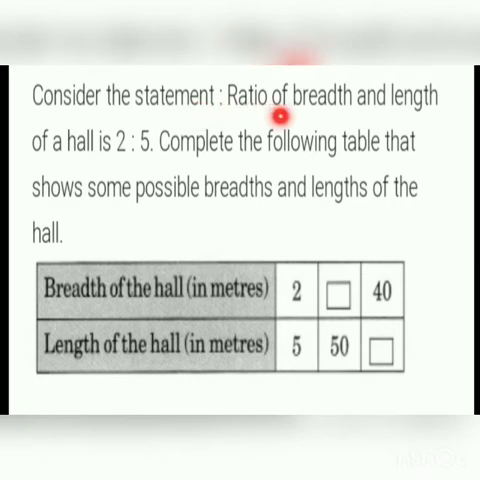Consider the statement, ratio of breadth and length of hull is 2:5. Complete the following table that shows some possible breadth and length of the hull. That means the breadth and length of a hull is given as a ratio 2:5 and some lengths are given here. Here the breadth is not given but length is given as 50. Here breadth is given, length is not given. We have to find out what is missing. When you see this, you can connect this fact with the equivalent fraction what you have studied, isn't it? The same concept we are using here, equivalent fractions.